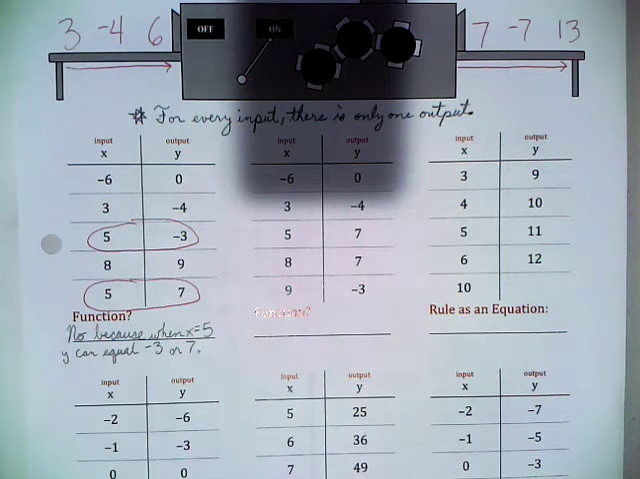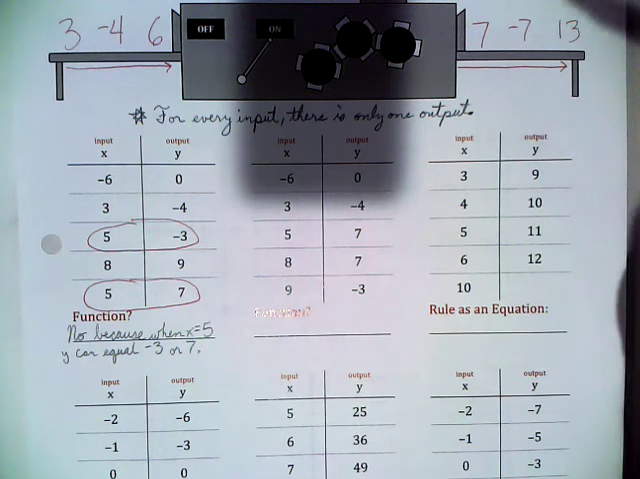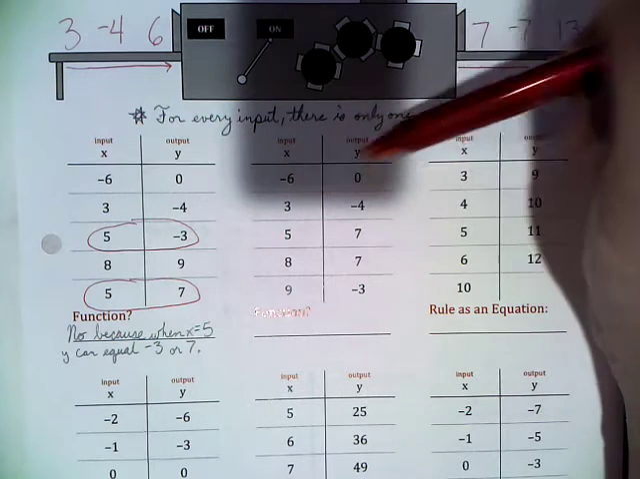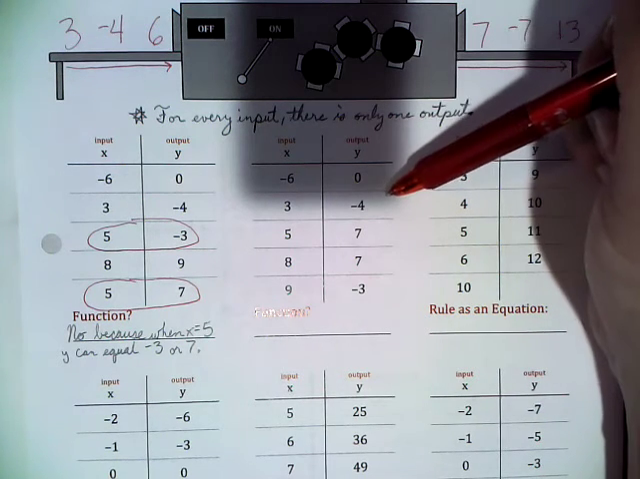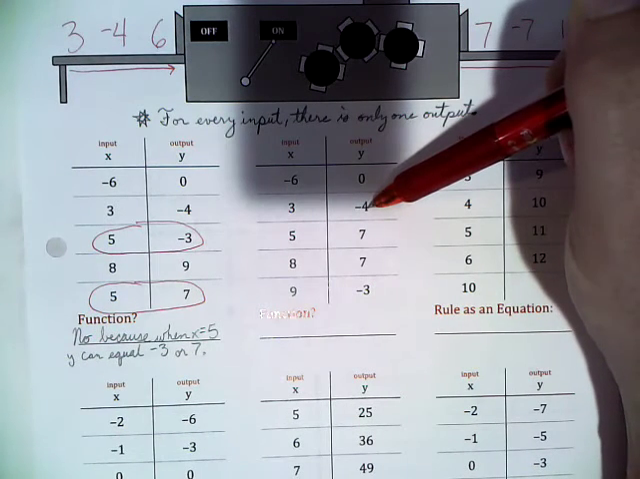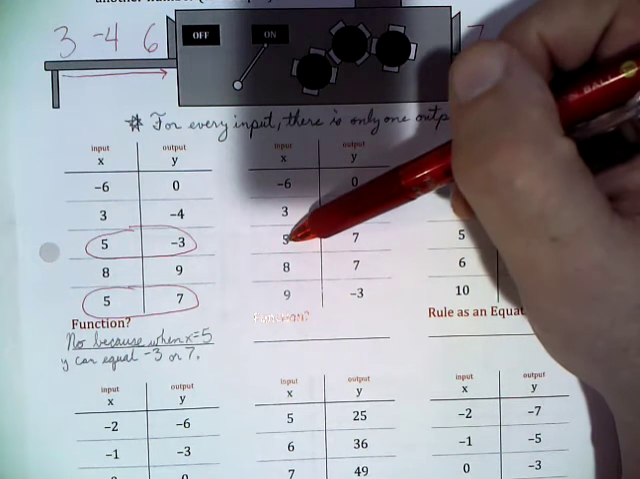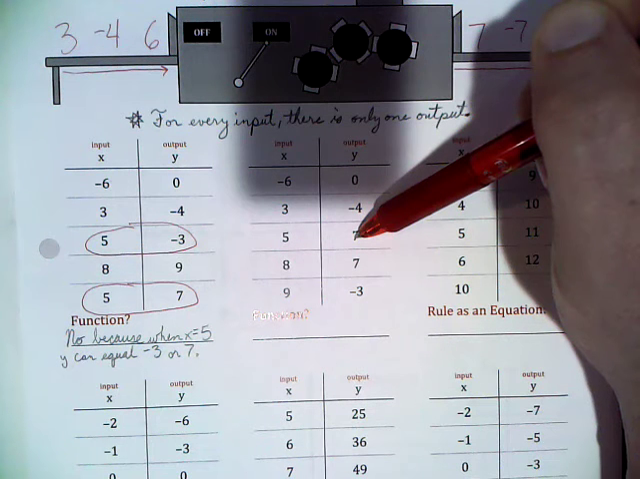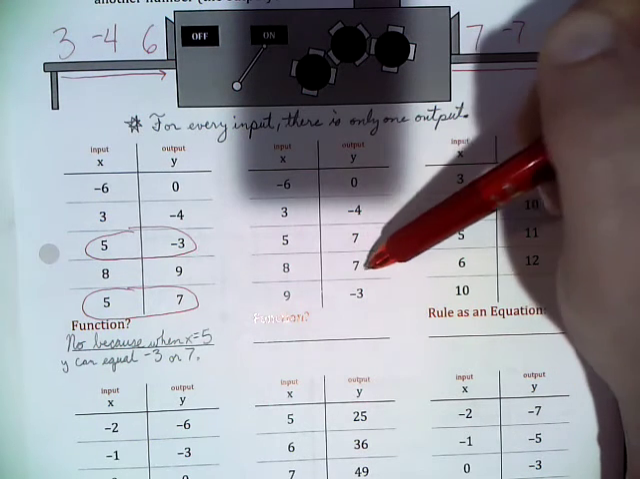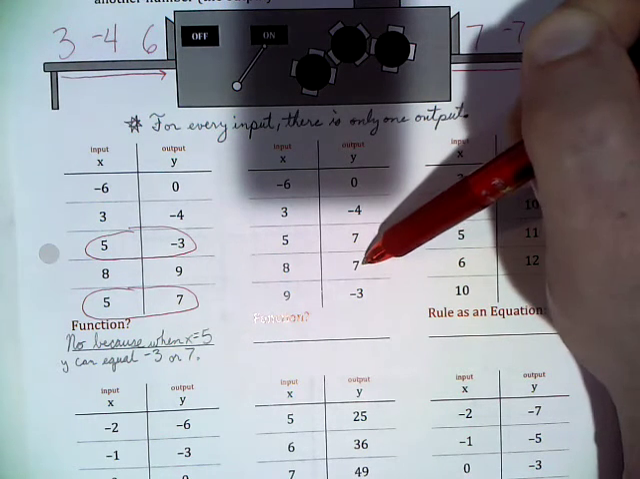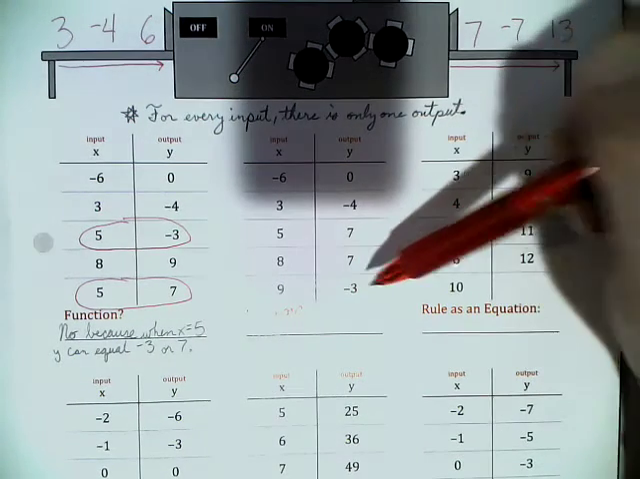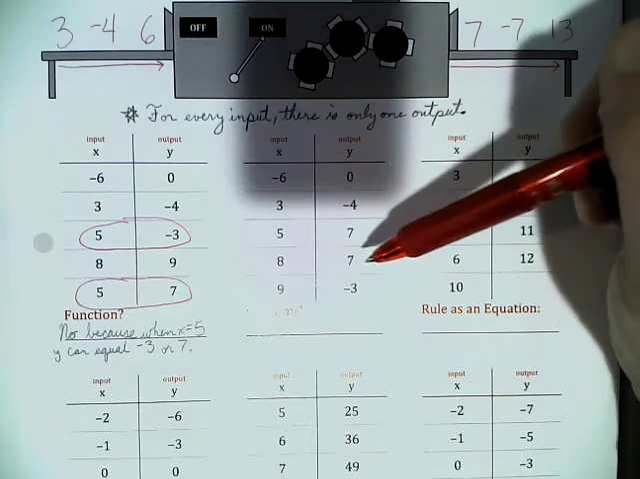All right, so let's look at it again. The key here is that for every input, there's only one output. Every time we see a -6 being put in, do we see a 0 come out? Yes. Every time we see a 3 go in, do we see a -4 go out? Yes. Every time I see a 5 go in, do I see a 7 come out? This time, yes. Every time I see an 8 go in, do I see a 7 come out? Yes. And every time I see a 9 go in, do I see a -3 come out? Yes. So this actually is a function.